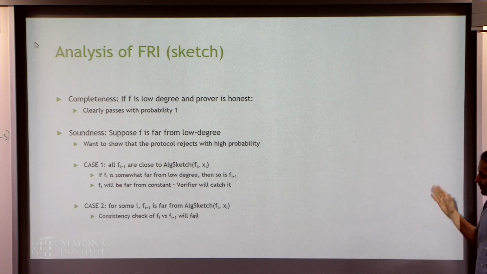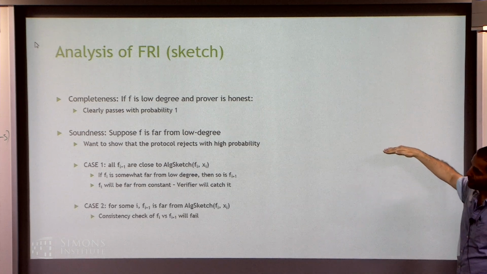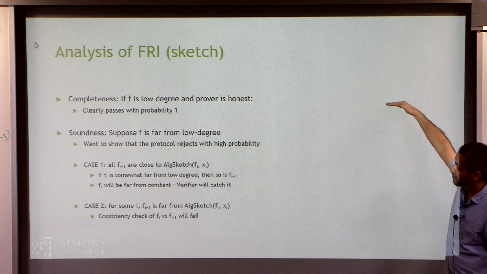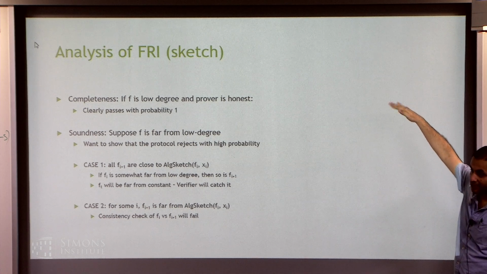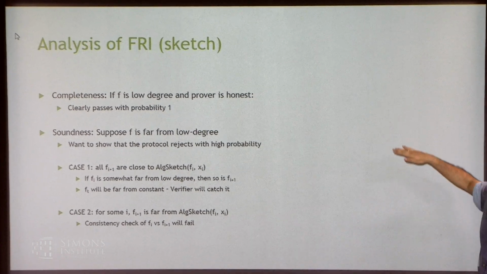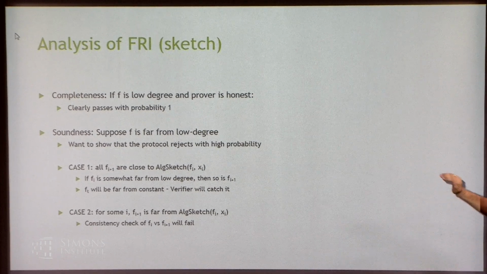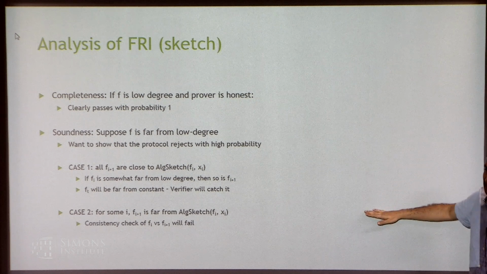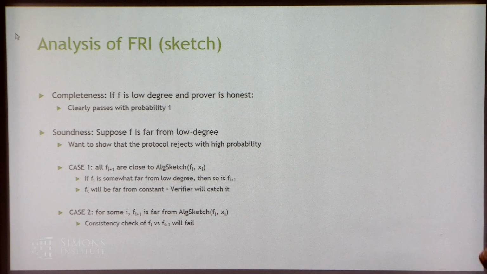So now you want to show that the protocol rejects with high probability. Okay, so then you take two cases. Did you write all your fi's honestly? Was fi truly the sketch of fi minus 1? If it was, and fi minus 1 was far, then so is fi. So if at every stage you wrote your sketches honestly, then you would have stayed far, and at the very end you'd be far from constant, and you would have caught it.